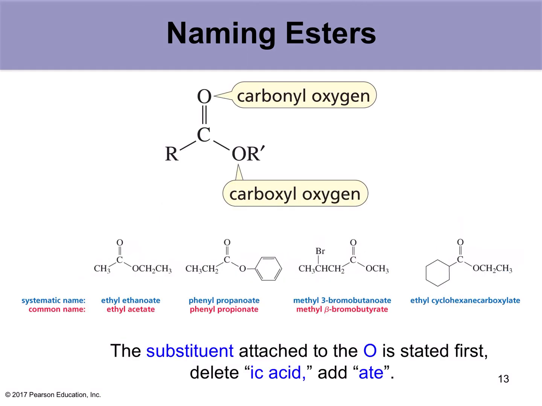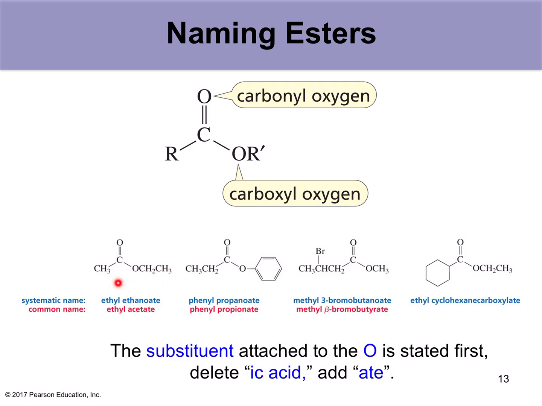And how to name esters. The ester functional group has a carbonyl group and an alkoxy group, the carboxyl oxygen. This is the carbonyl oxygen. This is the carboxyl oxygen. Now how do we name an ester? First you say the alkyl group on the carboxyl oxygen. This part, the alkyl group on the oxygen, you're going to name first. CH2CH3, ethane, ethyl. So that is ethyl.